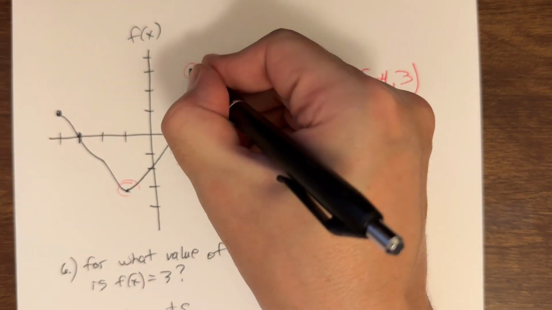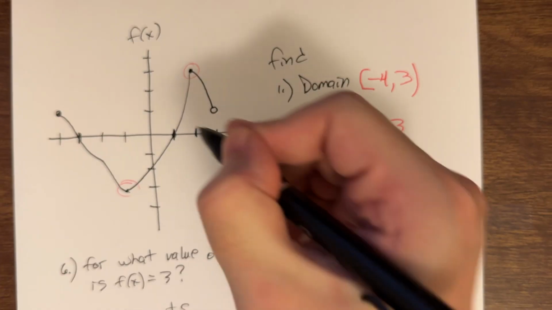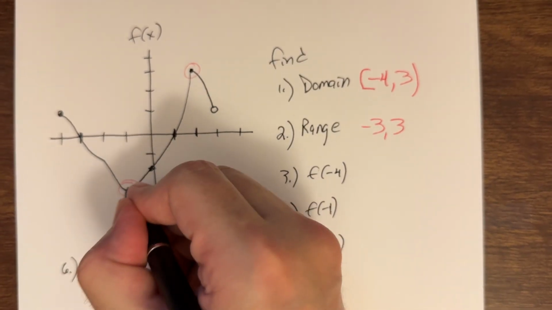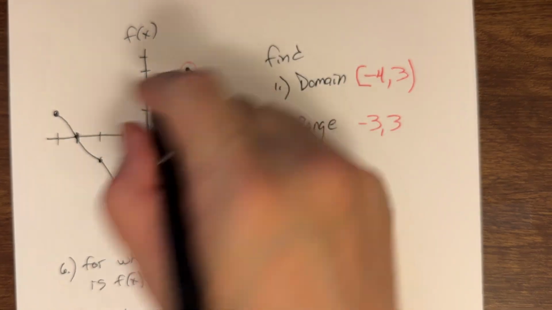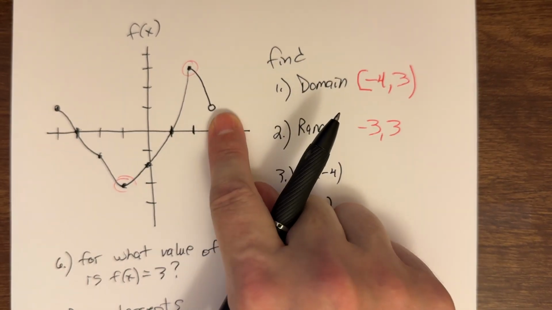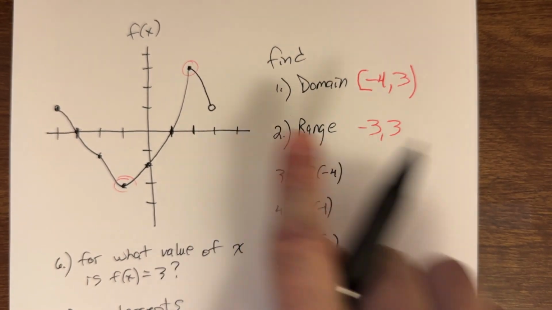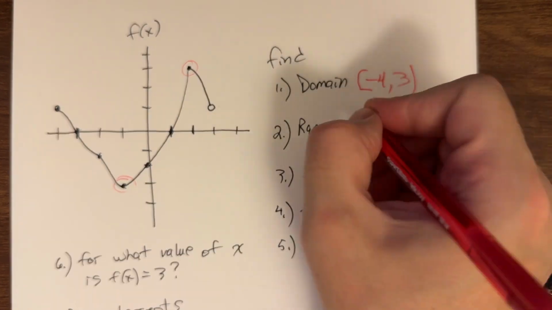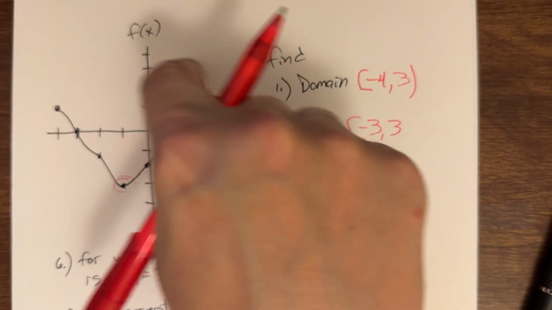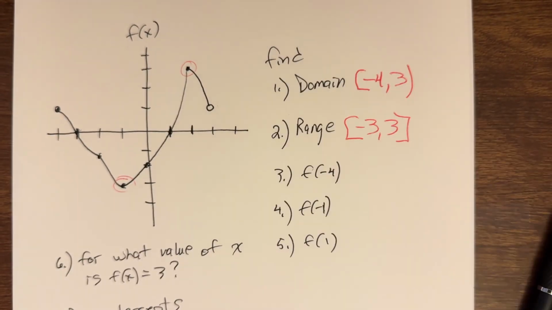If I care about this point, it's filled in. This point is filled in. They're all filled in unless they are especially emphasized that they are open circle. So filled in, I'll include the negative 3 with a bracket. To filled in here, the bracket for the positive 3.